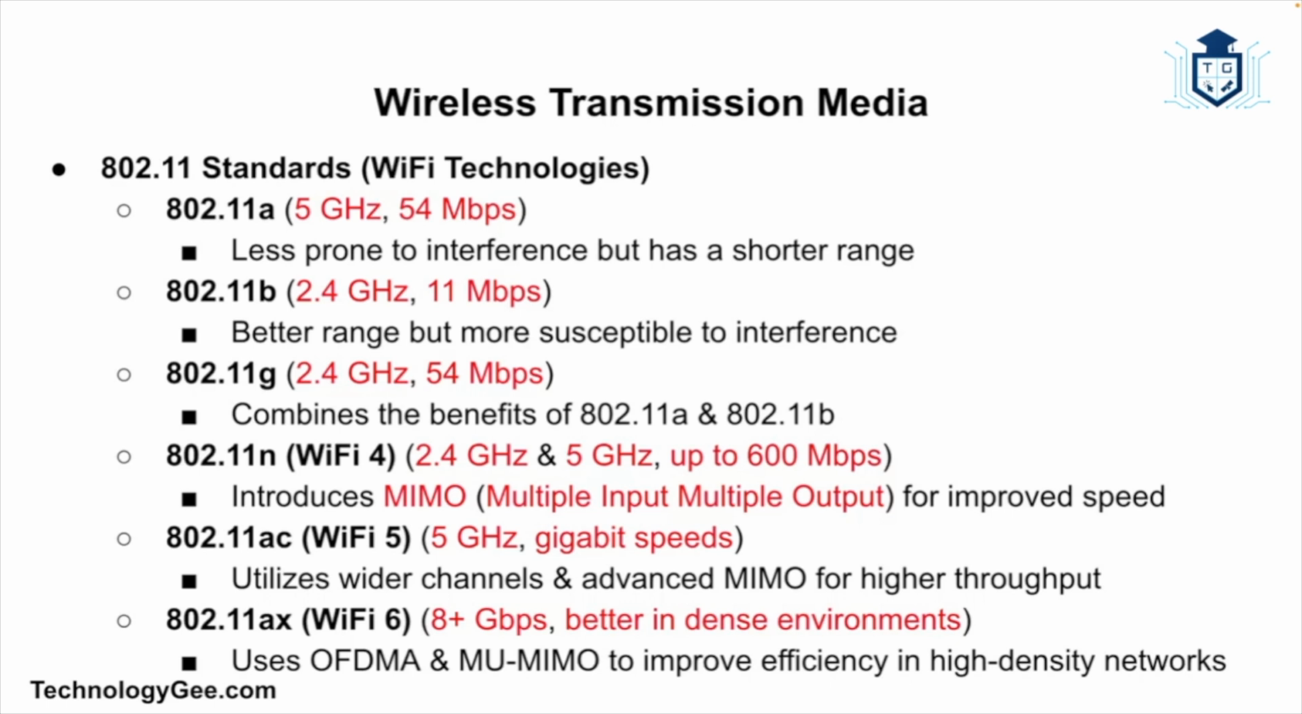You have 802.11n. This supports both 2.4 and 5 gigahertz bands, and it introduces MIMO, which stands for multiple input, multiple output technology, where it achieves speeds up to 600 megabits per second. Then we have 802.11ac. This focuses on the 5 gigahertz band, providing gigabit speeds by utilizing wider channels and advanced MIMO technology. And then we have 802.11ax, which is also known as Wi-Fi 6. And this enhances performance in dense environments with OFDMA, which stands for orthogonal frequency division multiple access, and multi-user MIMO, where it achieves speeds over 8 gigabits per second.